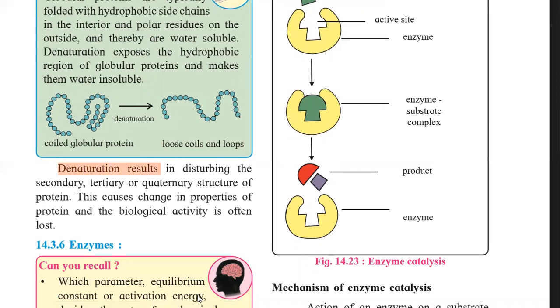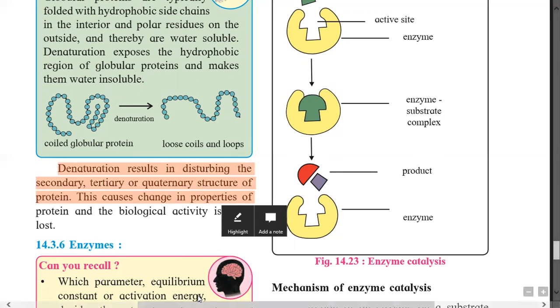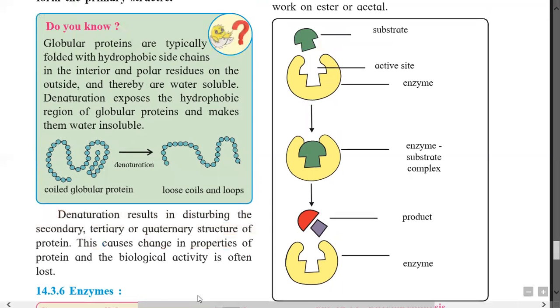Denaturation results in disturbing the secondary, tertiary, and quaternary structure of protein, and this causes a change in the properties of protein, and biological activity is also lost. So that is the important effect observed after denaturation of protein, and that is about the denaturation of protein.